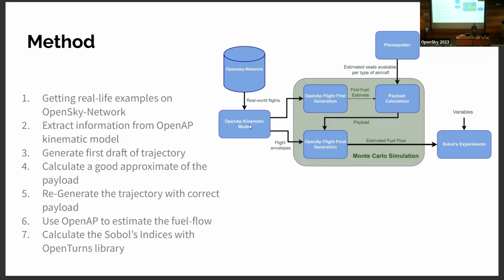On the first generation, I think that's probably what Maximilian used, there is this 70% of the maximum takeoff weight that is the default weight for the generation. And from that, we use the model to calculate the fuel flow on this trajectory. And those different inputs, used with the estimated fuel flow, were used afterwards to do this Sobol experiment. And we use the OpenTURNS library to calculate the Sobol indices.